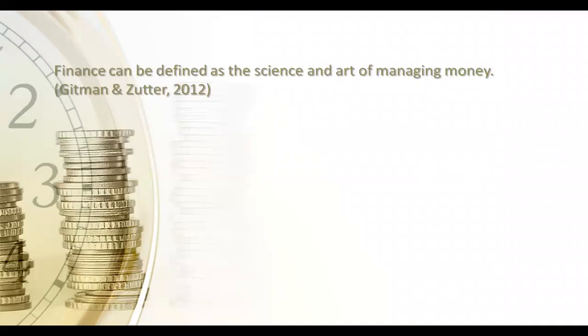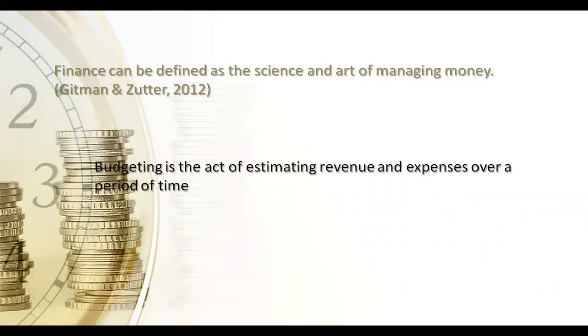As defined, finance can be defined as the science and art of managing money. Now, from the example given, it is very obvious that there is a concept of budgeting. Budgeting is the act of estimating revenue and expenses over a period of time.